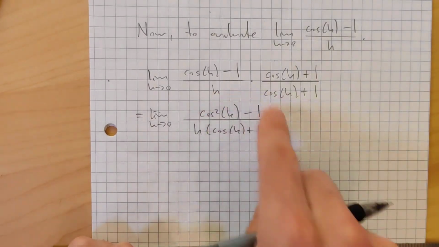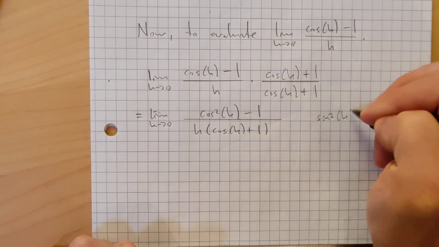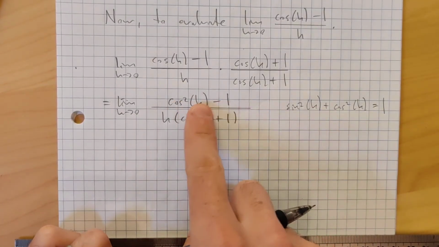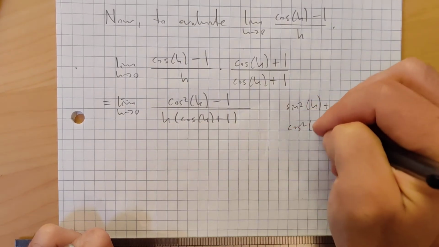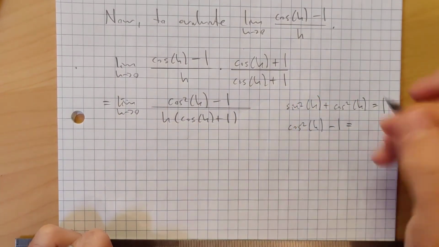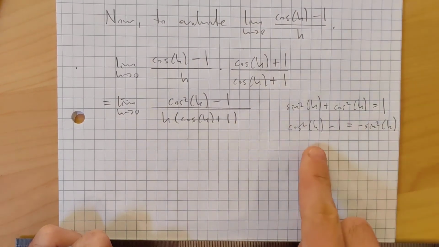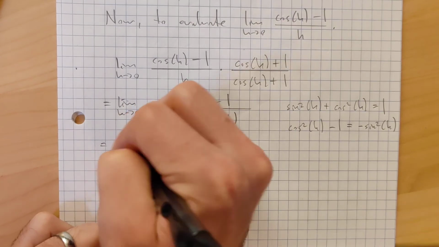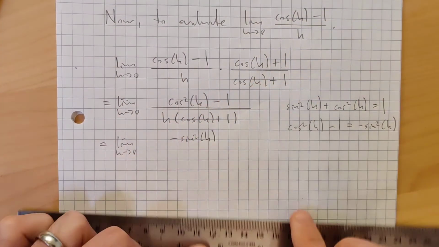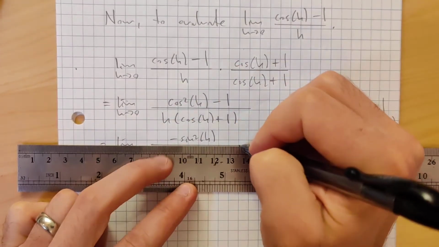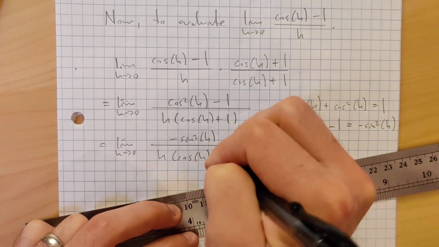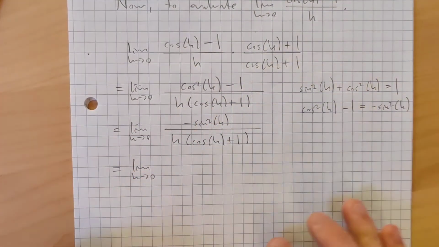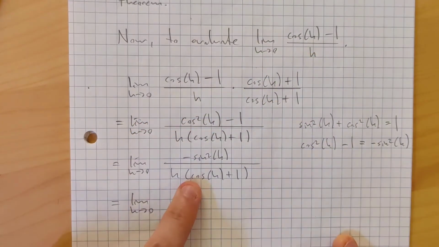And now, remember, you've got this trig identity that says sine squared of a thing plus cos squared of the same thing equals 1. Rearranging this, I can move the 1 to the other side, so I have cos squared of h minus 1, and then move the sine squared to the other side: it's minus sine squared of h. So I can replace on top this cos squared of h minus 1 with minus sine squared of h. So I have minus sine squared of h over h times cos of h plus 1. Okay. So now you see, it looks like it's getting more complicated, but this actually looks a lot easier than that.